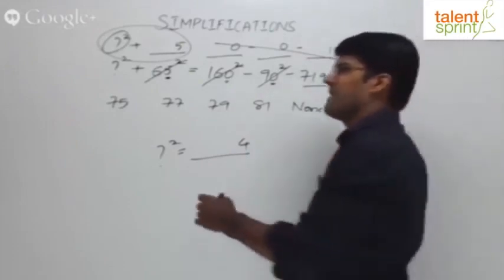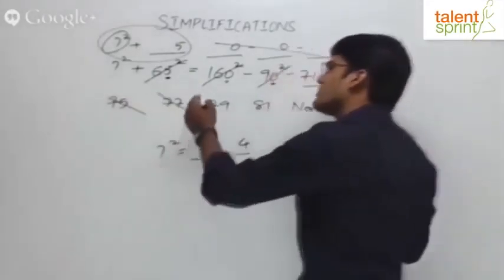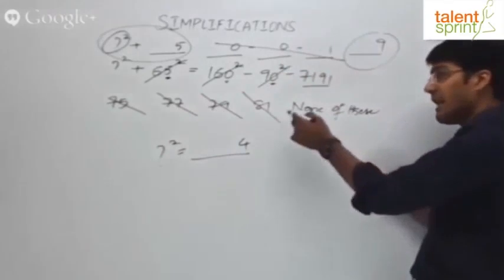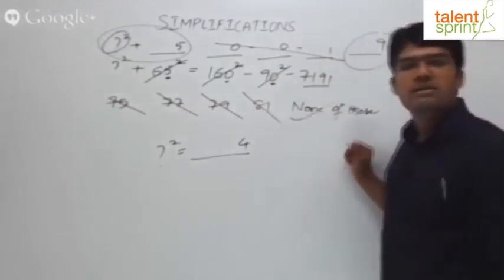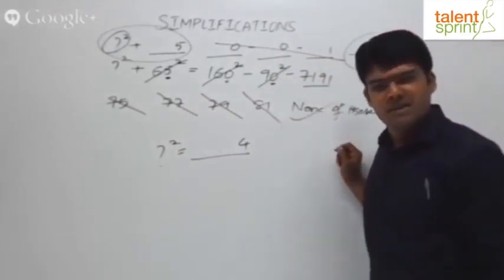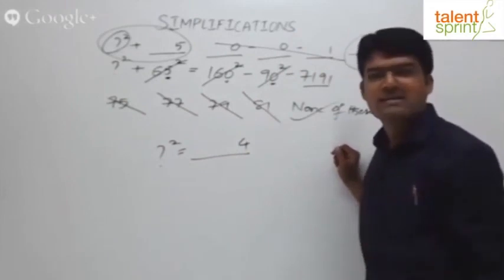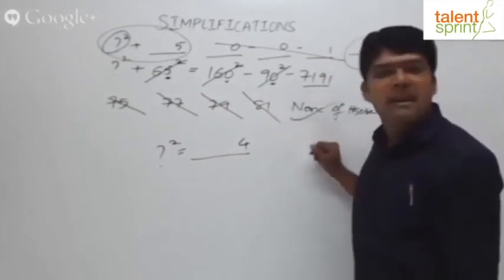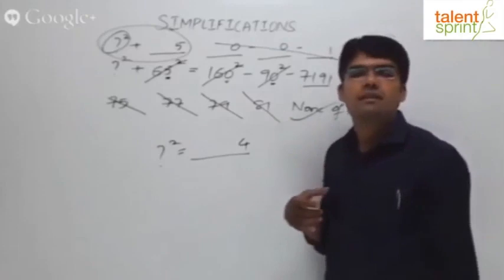Look at the options. 75, not possible. 77, not possible. 100%, the fifth option, none of these, is the correct answer, which I am sure most of you have followed. You have got the right answer without doing the complete calculation. So this is how the unit place method will help you out.